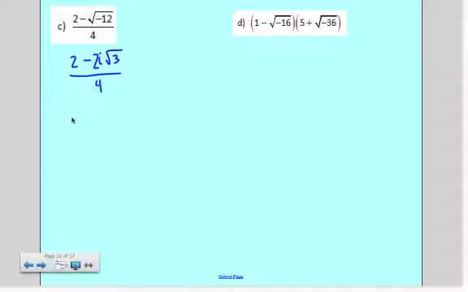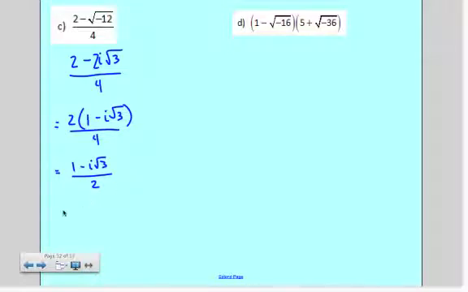No, we're going to write this as 2 separate fractions, 2 fourths. Yeah, we can do that. Then we can go ahead and factor a 2 out of the top: 1 minus i square root of 3 over 4. We can simplify 2 fourths now because it's factored. So this is really 1 minus i square root of 3 over 2.